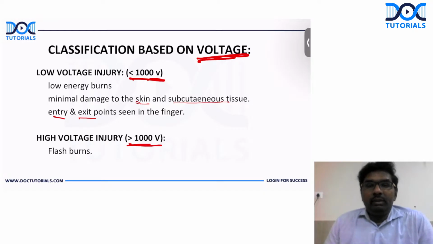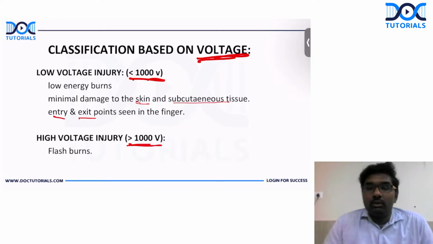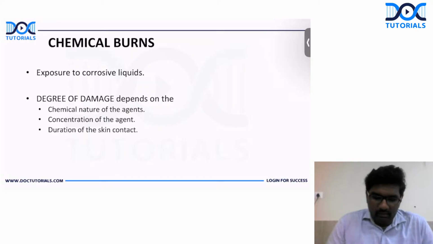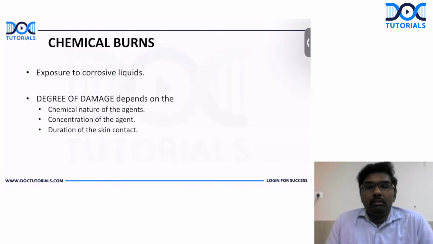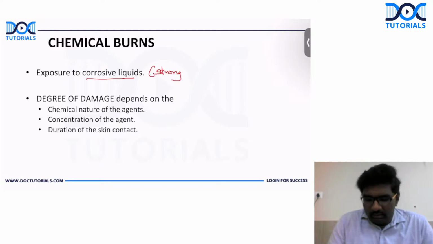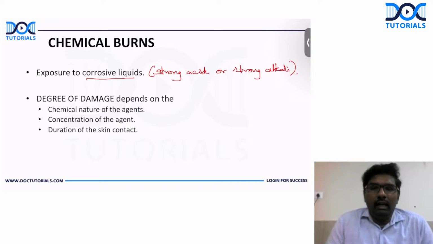Okay. So coming to the high voltage burns, these are caused by electrical burns of more than 1000 volts. This is usually due to flash burns or lightning. Lightning can cause high voltage burns. Now coming to the chemical burns, this occurs on exposure to corrosive liquids. This can be either a strong acid or strong alkali.